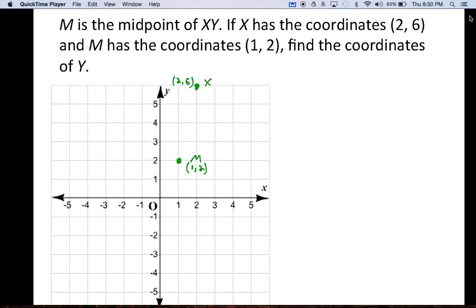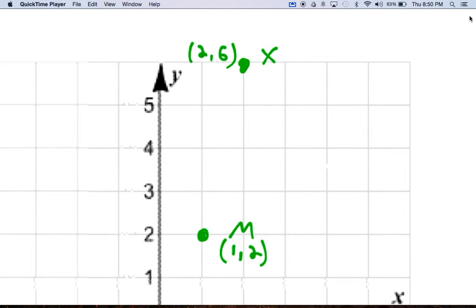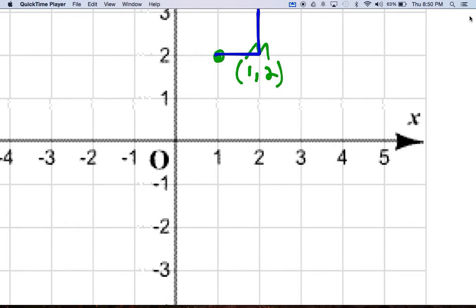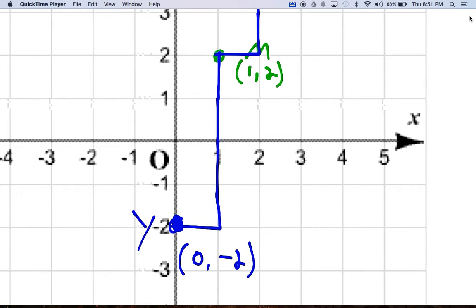Now there's 2 ways you can solve it. I'm first going to do a very quick visual way. If we go down 1, 2, 3, 4 and over 1, that's halfway there, so I'm just going to do the same thing. 1, 2, 3, 4, over 1. Now I'm all the way there. Okay? It's that simple. And the coordinate right here is (0, -2). So that is the other endpoint.